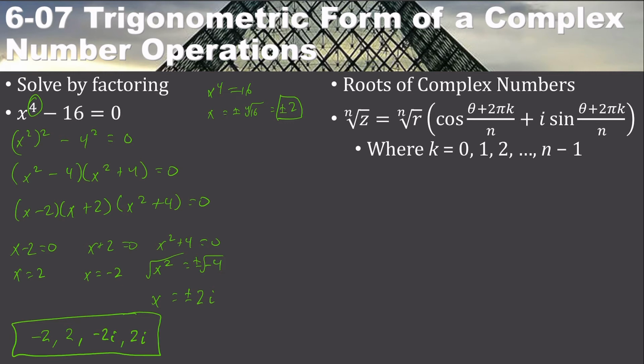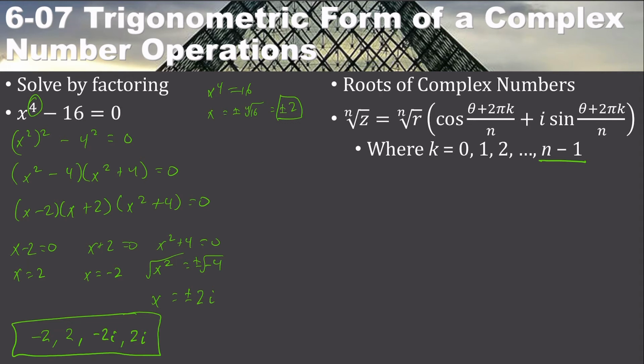So you take the nth root of the r, which gives you the real answer, but then the angles give you the imaginary parts. So the angles are theta plus 2 pi k over n. k starts at 0 and counts up. So if you're doing cube roots, n would be 3, so you'd have 0, 1, and 2. If you're doing square roots, you just have 0 and 1. If you're doing fourth roots, you have 0, 1, 2, 3. So k starts at 0 and counts up to 1 less than whatever root you're looking for.